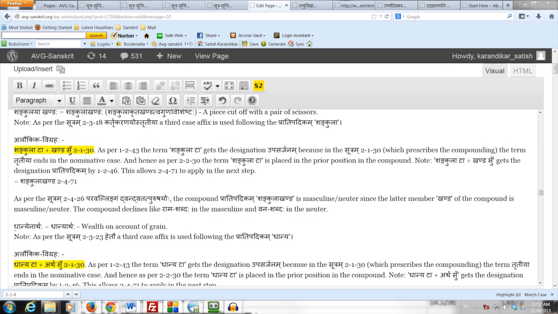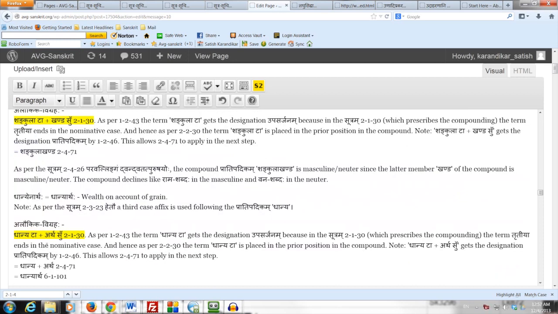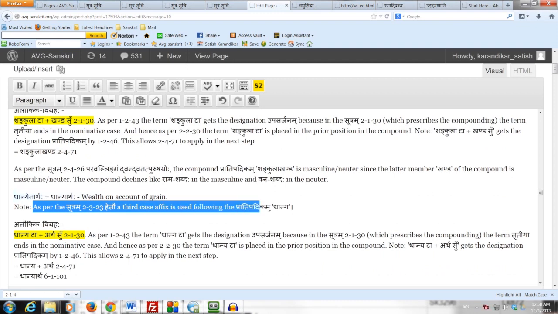Let us now take an example of the second part of the sutram, which is arthena. Example here is dhanyena arthaha. Dhanyena arthaha equals dhanyarthaha. Wealth arthaha, on account of grain. Note here says that as per the sutram 2.3.23 hetau, a third case affix is used following the pradipadikam dhanya, which is the hetu, the cause, due to which there is wealth.